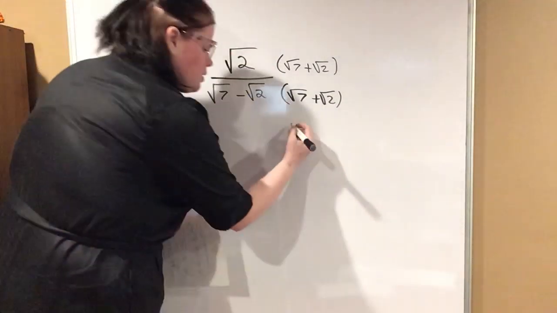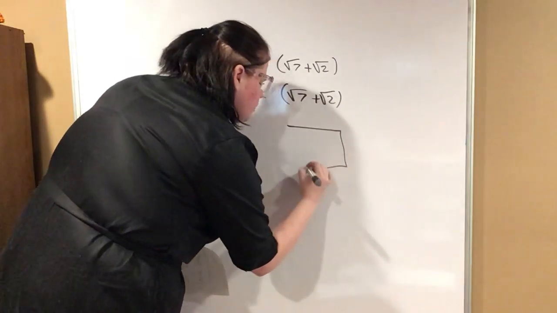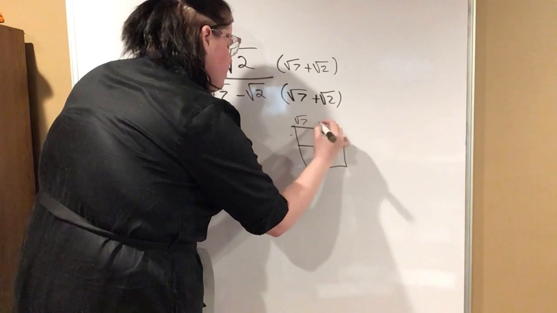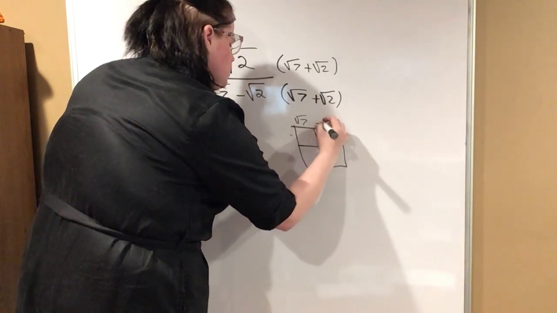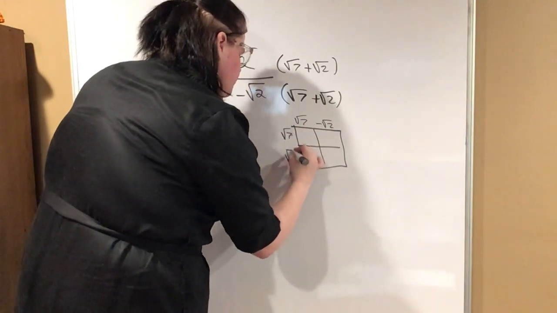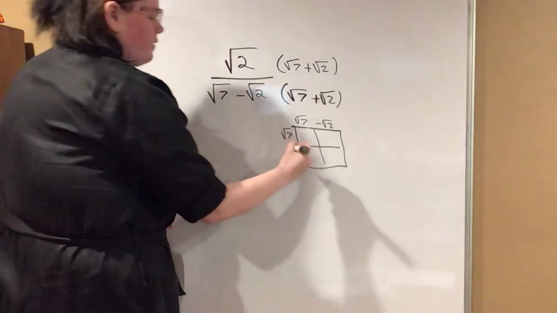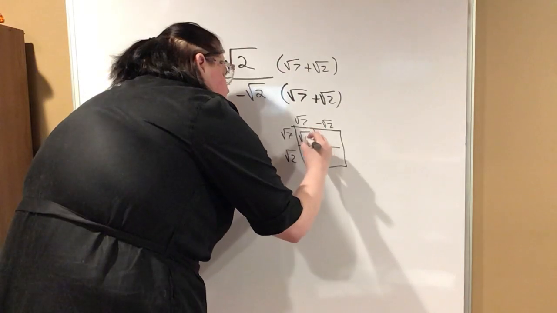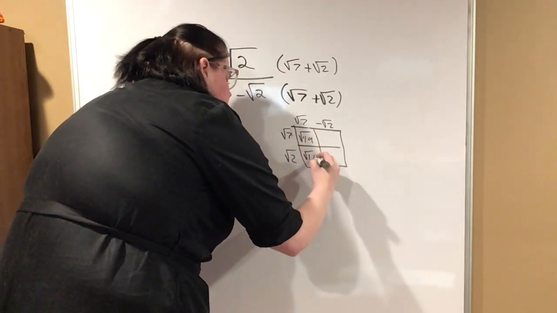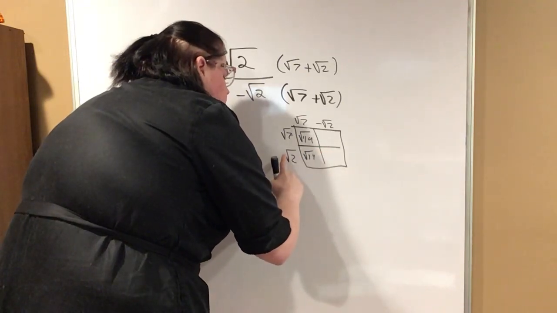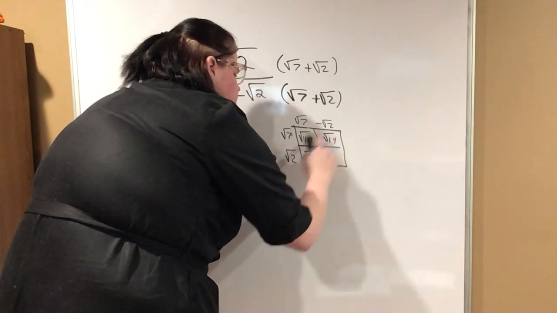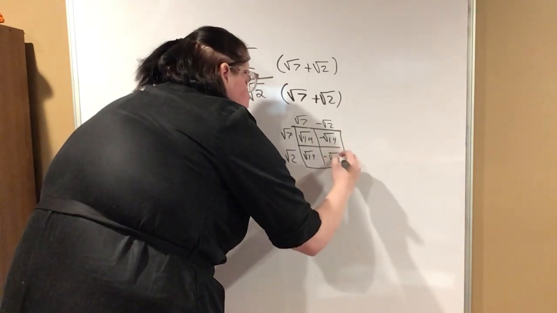I'll use my little box method to get rid of it. This is how it works. It's a tiny little box. So the square root of 7 minus the square root of 2, square root of 7 plus the square root of 2. So we're getting here 7 times 7 is the square root of 49. 2 times 7 is the square root of 14. 7 times negative 2 is the negative square root of 14. And 2 times 2 is negative square roots of 4.